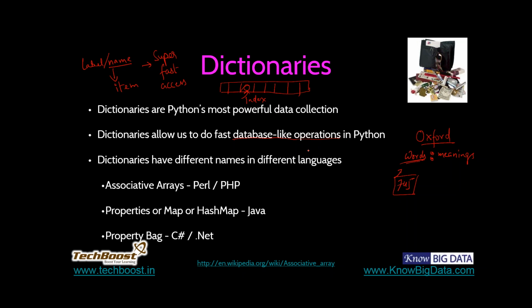Okay, so dictionaries are not a unique thing in Python. Similar data structures are available in different languages. It is called associative arrays in Perl or PHP, properties or map or hash map in Java, or property bag in C# and .NET. All right, so they've got different names, but a similar implementation is available in other languages too, right?